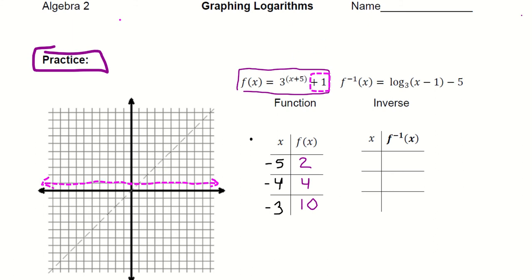And then I'm going to graph these points. Let's do a different color here. I think this will be easier to see. So I'm going to graph -5, 2. So -5, 1, 2, 3, 4, 5, 1, 2. So that point there. -4, 4. Oh, I can't count. 2, 3, 4. There we go. And then -3, 10: 1, 2, 3, 4, 5, 6, 7, 8, 9, 10. There we go. So the graph will look something like this. Remember, it's not supposed to pass this line, okay? So it'll look something like this.